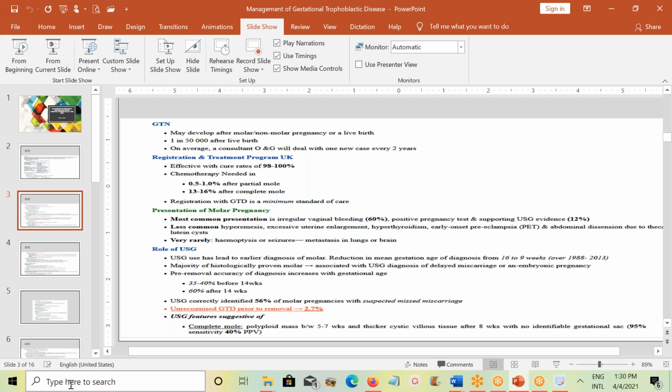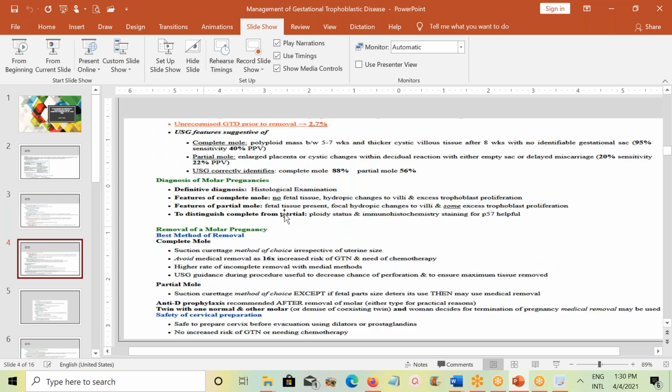Now if you have a partial mole, you will see an enlarged placenta, or there will be cystic changes or lacunae within the decidual reaction, and either the sac can be empty or there can be a delayed miscarriage. That is one thing. Then ultrasound will correctly identify 88% of the complete moles and 56% of the partial moles. SBA questions, okay? 88% of the complete moles and 56% of the partial moles.